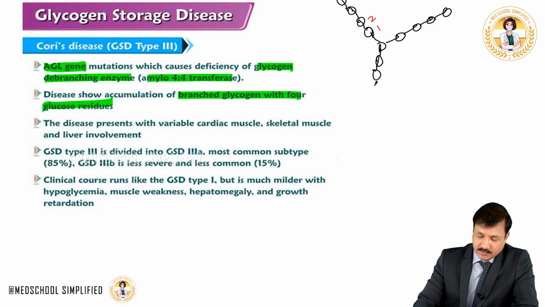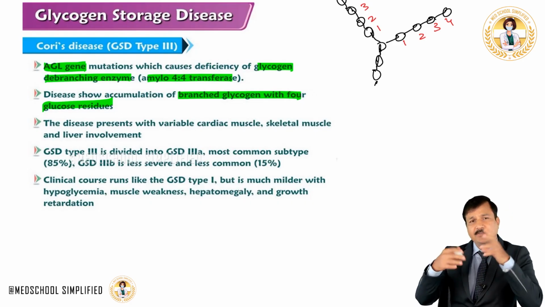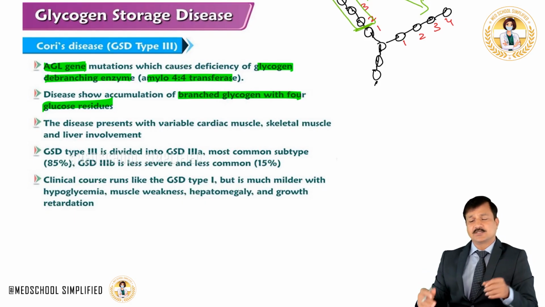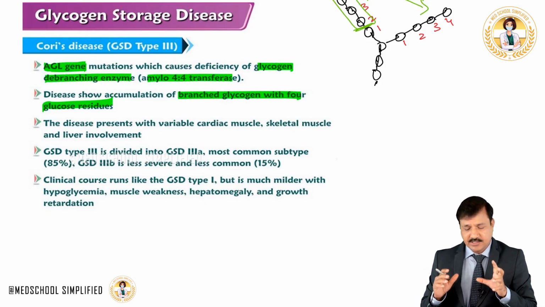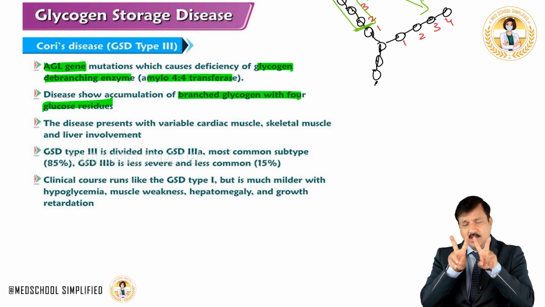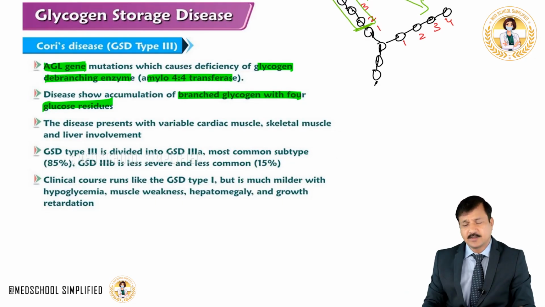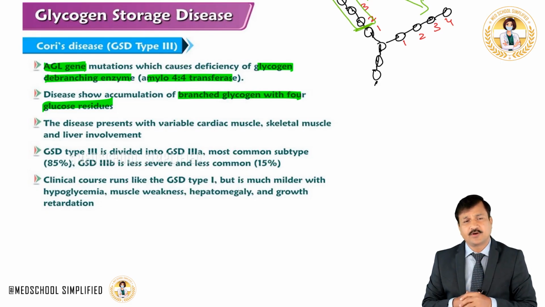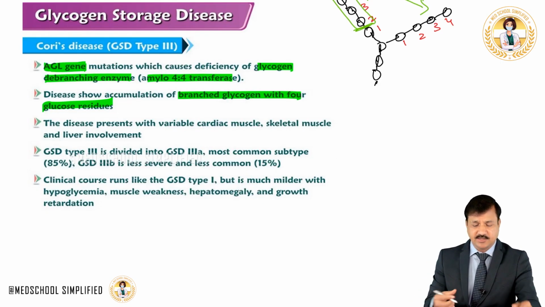So 1, 2, 3, 4 on this side, 1, 2, 3, 4 on the other side. Because the debranching enzyme has to work here, just as I showed before, it has to break this bond and transfer this entire unit here, right? And that doesn't go on. That's why the type of glycogen that accumulates in Cori's disease is a partially degraded glycogen with 4 glucose residues left at the branch point. This is the characteristic type of glycogen that is accumulated, and you need to look for that. Now what are all the clinical signs that you see here?